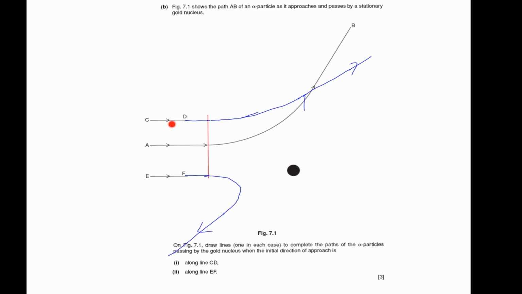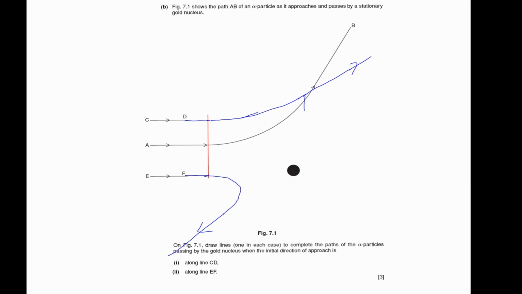For CD, because it's further away from the nucleus compared to A, it will be deflected less. So make sure from this point onwards it starts to deflect, but less than A, and after that it will be a straight line. At which point will you start drawing a straight line? Again, you refer to the path that they drew for you. Somewhere along here it started to be a straight line. So similarly, somewhere along here you can also start a straight line, but make sure it is a smooth curve followed by a straight line.